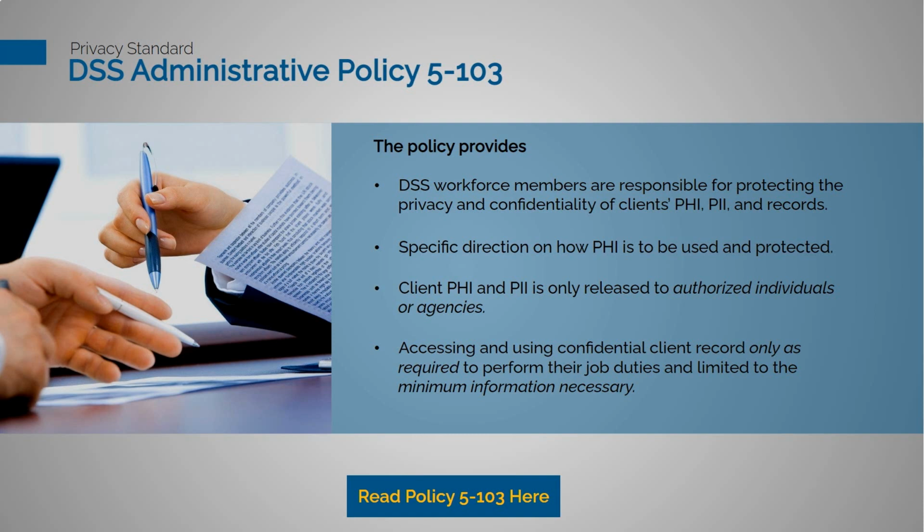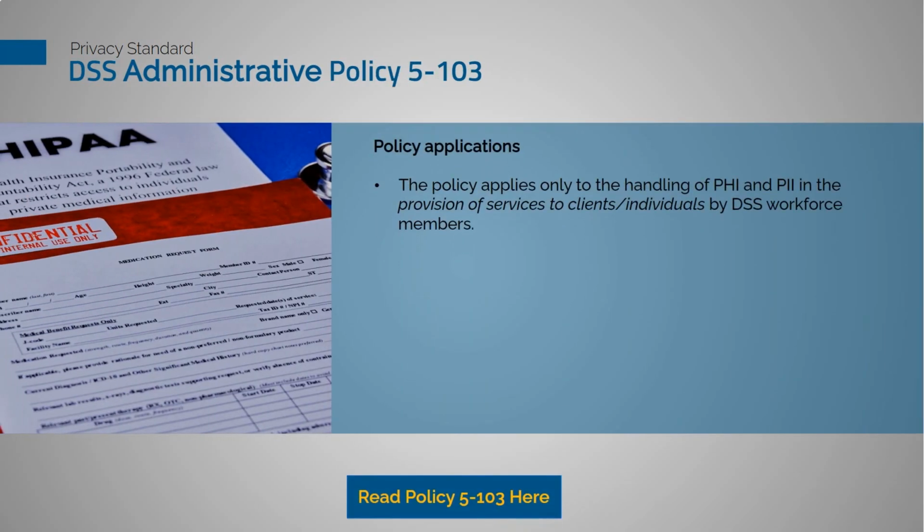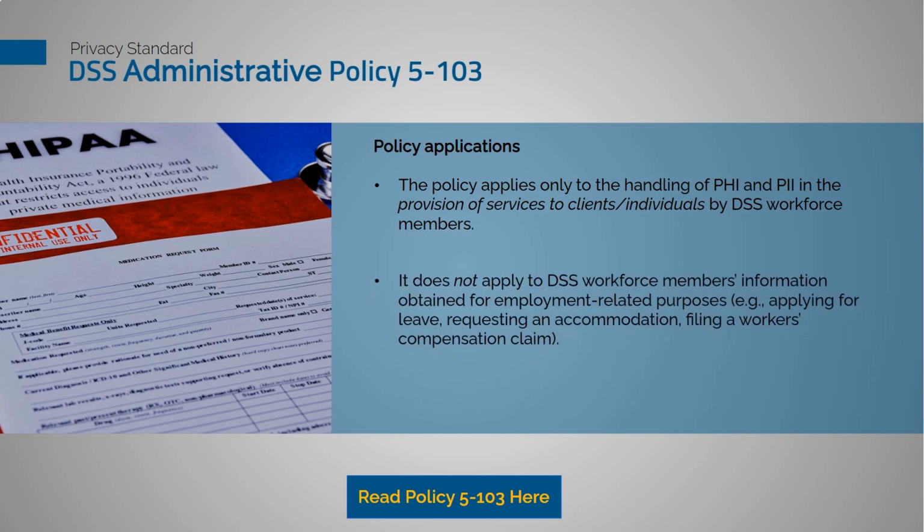To view the policy in full, click on the button at the bottom of the slide. DSS Administrative Policy 5-103 applies to the handling of PHI and PII when providing services to our clients and/or individuals. This specific policy does not apply to workforce members' information obtained for employment purposes, such as requests for accommodation, application for leave, or filing a workers' compensation claim.